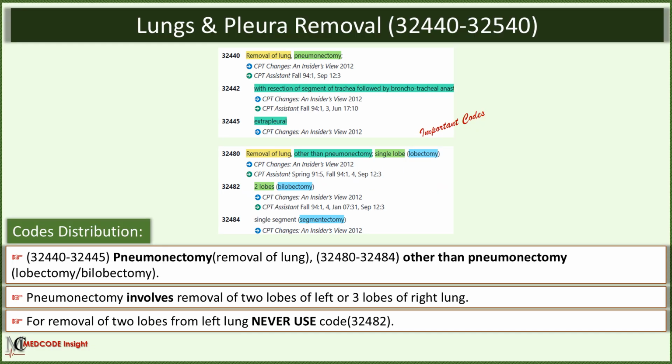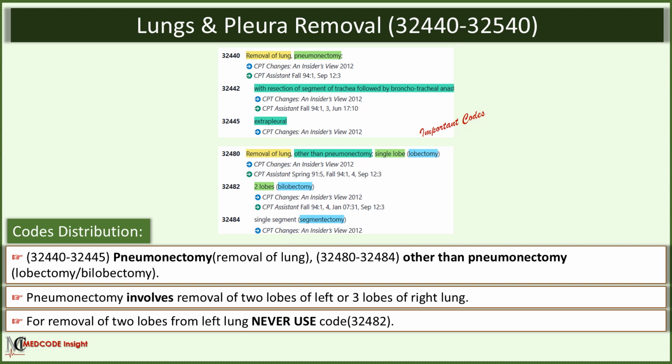The CPT code range 32440 to 32445 is used for reporting pneumonectomy or lung removal procedure. This range applies when two lobes of the left lung or the three lobes of the right lung are removed.